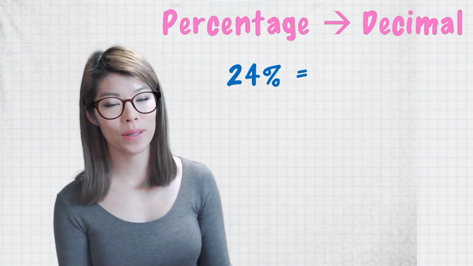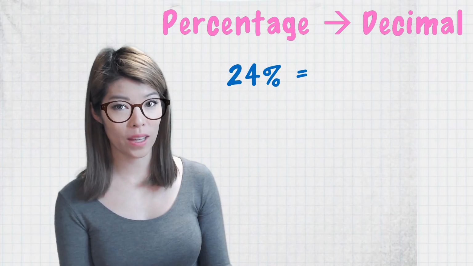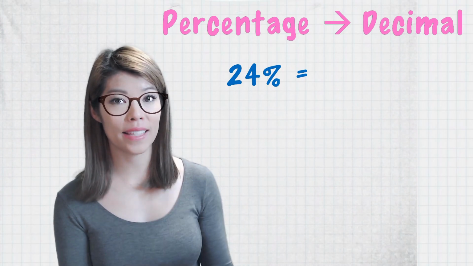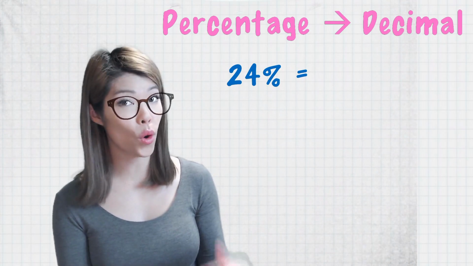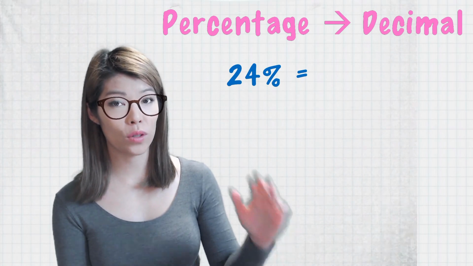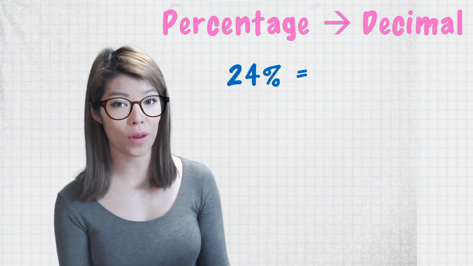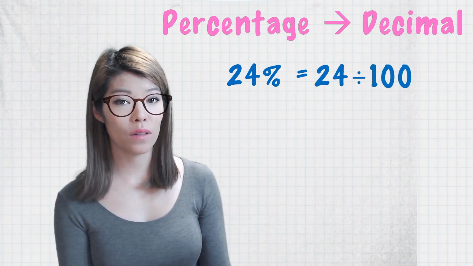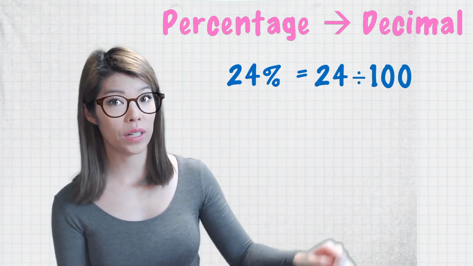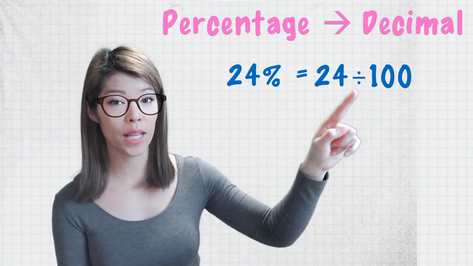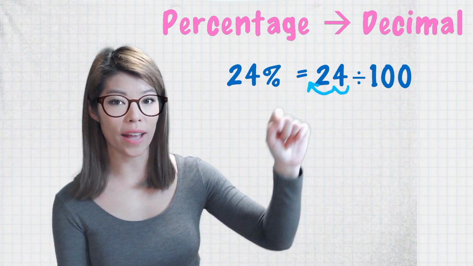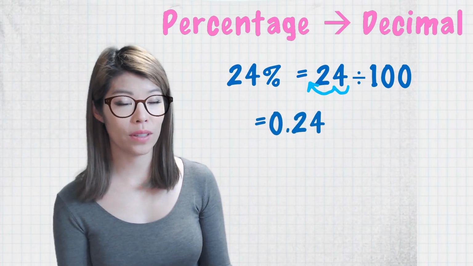What about percentages into decimals? Let's turn 24% into a decimal. Well, we know that percent means out of 100 or over 100. And when we do fractions, over 100, it's the same as divided by 100. So we can do 24 divided by 100. And when we divide by 100, all we have to do is move the decimal point twice. So now we have 0.24.